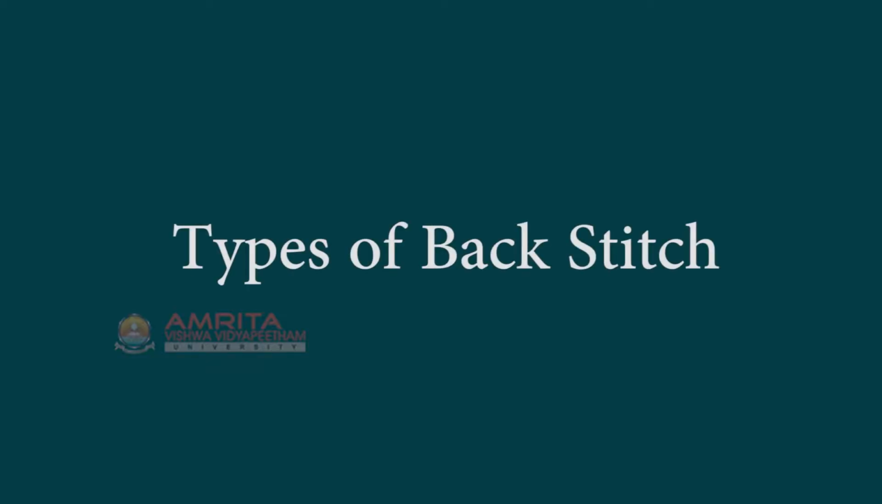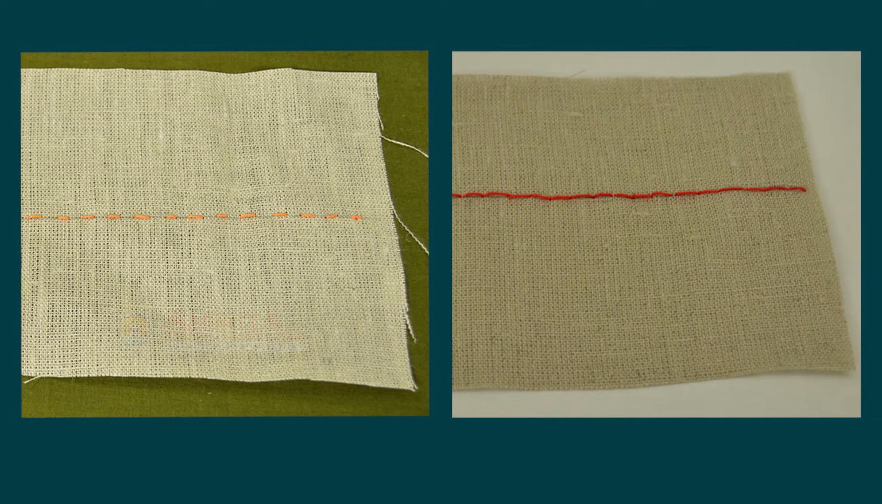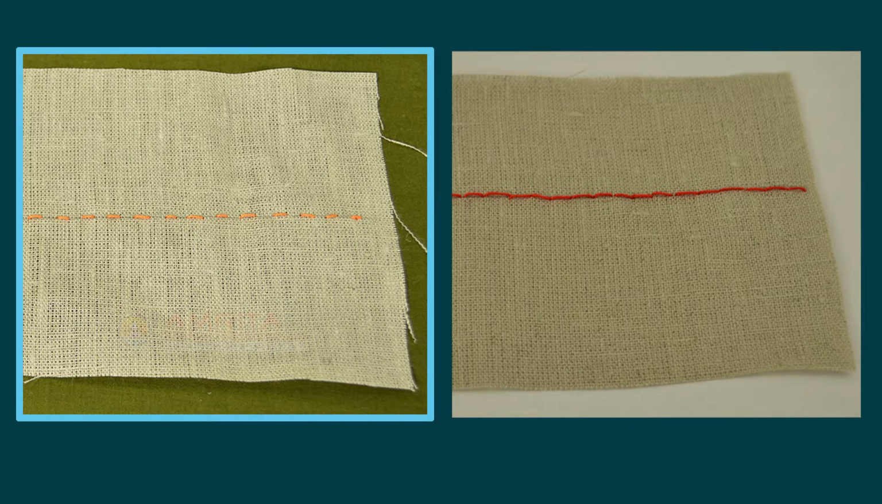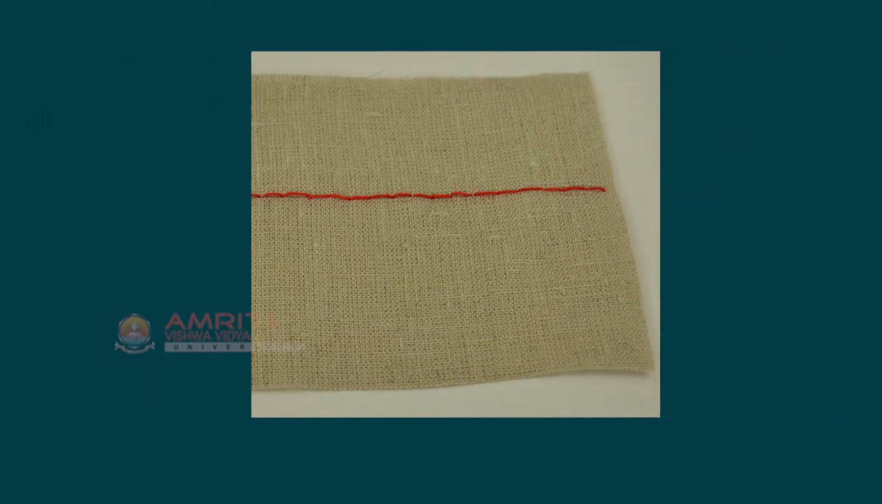Types of backstitch. There are 2 types of backstitch: even backstitch, half backstitch. 1. Even backstitch. When the stitch is worked out evenly with short stitches, it is even backstitch. 2. Half backstitch. When the space between the stitches is longer than the thread, it is called the half backstitch.